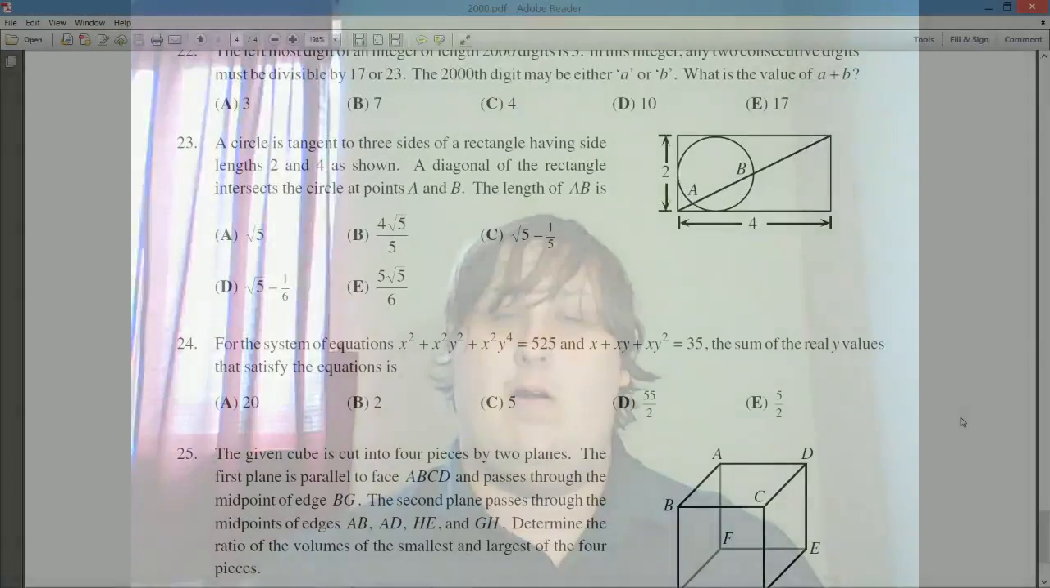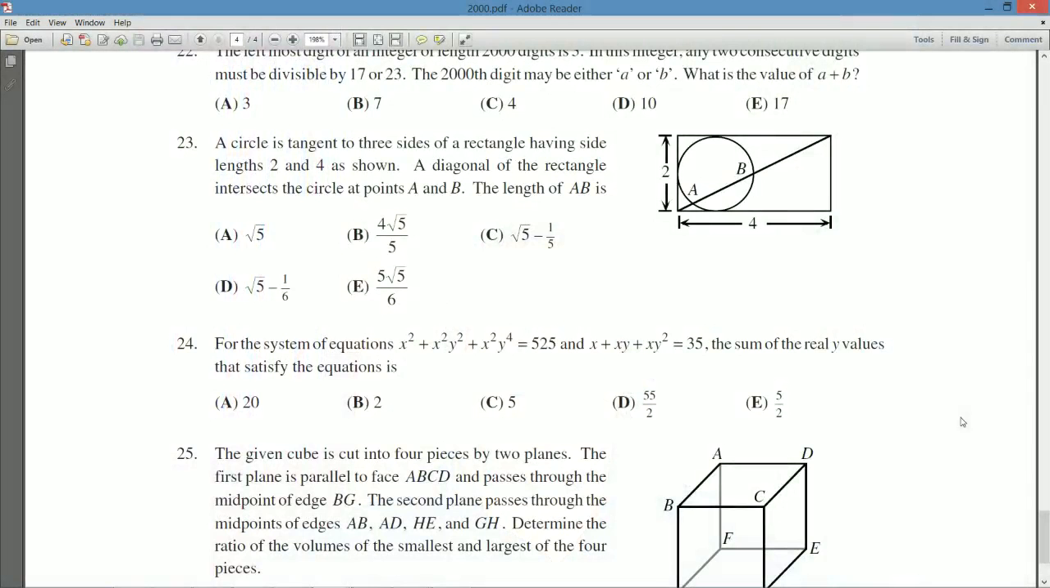Alright, so question 23. It's got a nice little diagram over here on the right involving a rectangle. A circle is tangent to three sides of a rectangle, having side lengths 2 and 4 as shown. A diagonal of the rectangle intersects the circle at points A and B. The length of AB is, and then we have some options here.